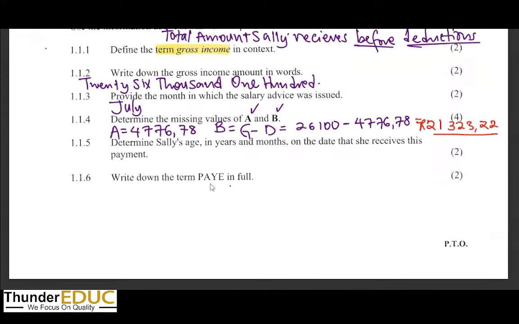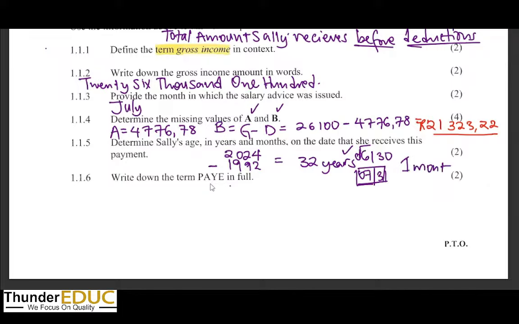So what we're going to do down here, we say the current date, which is 2024. Subtract 2024 minus 1992, you have 32 years. She got 32 years on June the 30th. So now currently it's July 31st. That means she's 32 years and 1 month old, 1 month and 1 day.